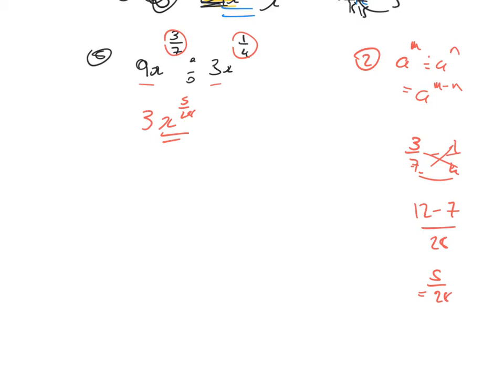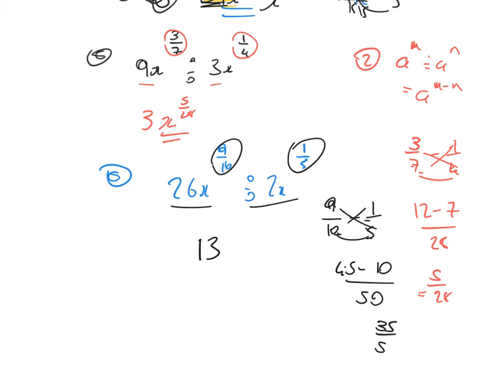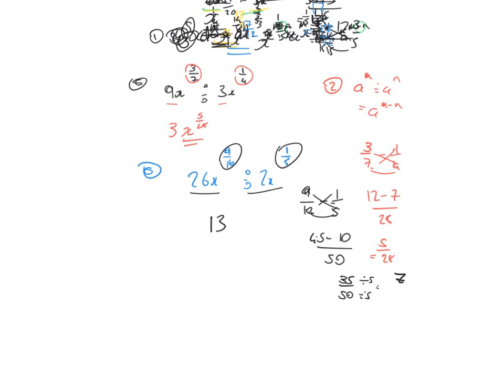Let's try one more example. So that's going to be 26x to the 9/10 divided by 2x to the 1/5. 26 divided by 2 is 13. Subtract the powers, and it's 9/10 take away 1/5. Kiss and smile, 9 5s are 45, minus 1 times 10 is 10, over 10 5s are 50, so 45 take away 10 is 35, 35 over 50. We can simplify that by dividing top and bottom by 5, and that's going to be 7 over 10.